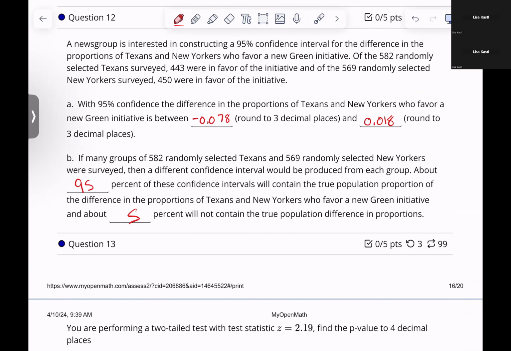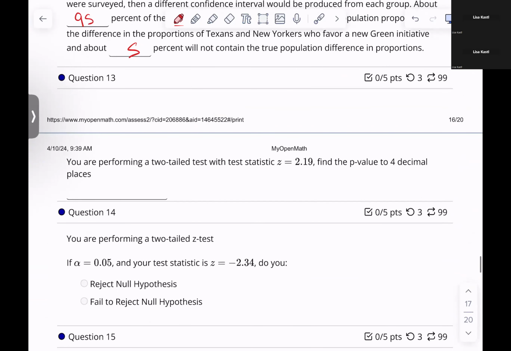Okay, problem 13. Surprisingly, we should probably do this one because surprisingly enough, 13 and 14 you get incorrect. You're performing a two-tailed test with a test statistic z equals 2.19, find the p-value. So you're conducting a two-tailed test with a z equal to 2.19. So half the p-value is in each tail.